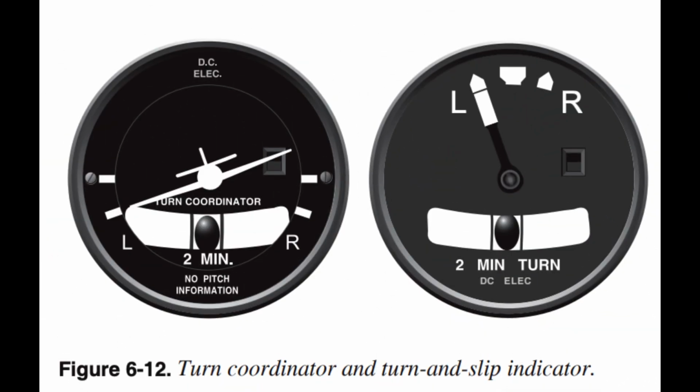Turn coordinator/turn and slip indicator. Both of these instruments provide turn information, Figure 6.12. The turn coordinator provides both bank rate and then turn rate once stabilized. The turn and slip indicator provides only turn rate.